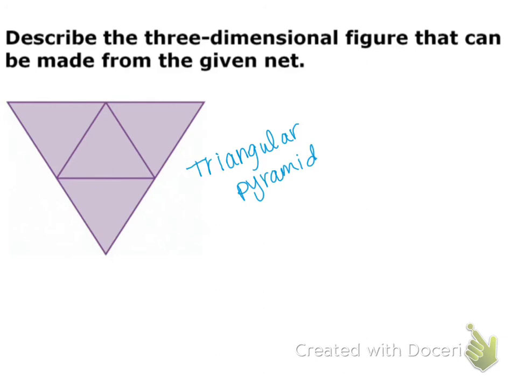So I see 9 line segments. But think, an edge is a line segment formed by the intersection of 2 different faces. So when I fold this side up and this side up, that straight line and squiggly line are going to make one edge. Same with this straight line and this squiggly line, and then that straight line and the squiggly line. Okay, so there are actually 6 edges in this net.